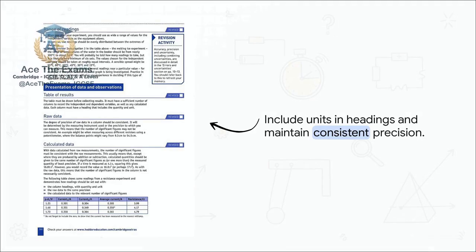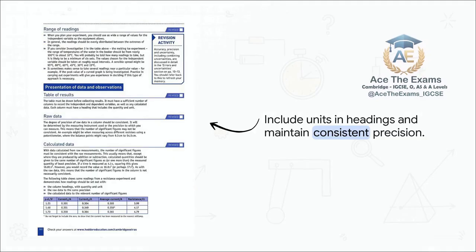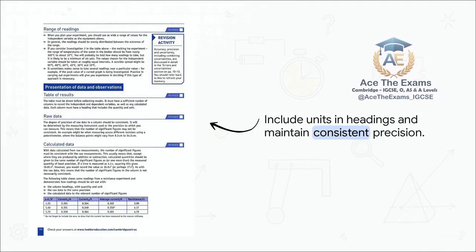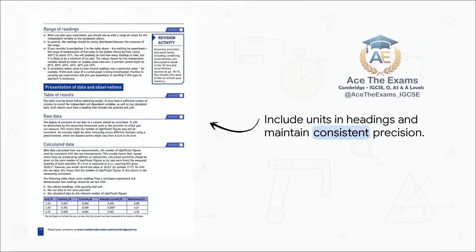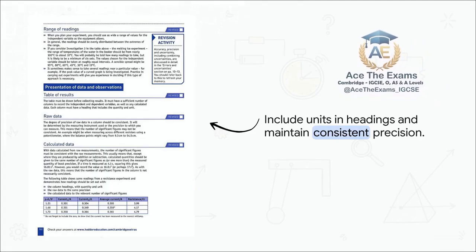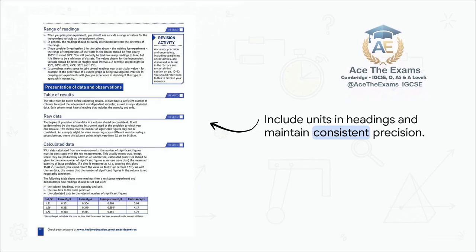Look at this flawless layout from a resistance experiment. First, notice the column headings. They include both the quantity and the unit, separated by a /. You must have both. You cannot just write I or current. You need I/A for amps.